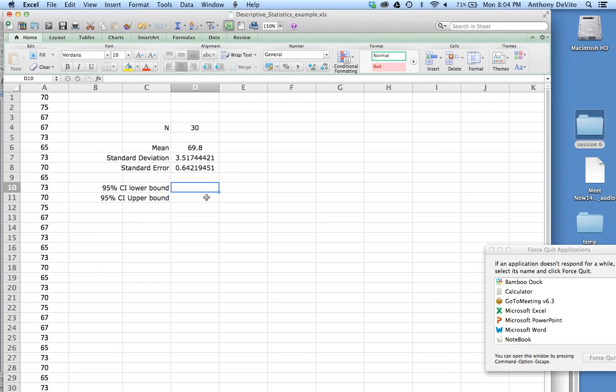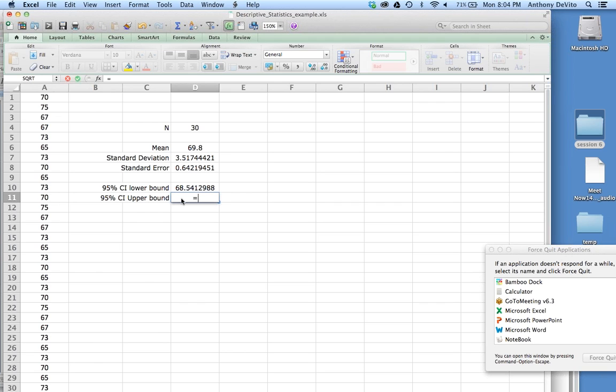So what's my lower confidence interval going to be? Well, it's going to be equal to x bar minus 1.96 times the standard error. So it's going to be 68.54. What about the 95% confidence upper bound?